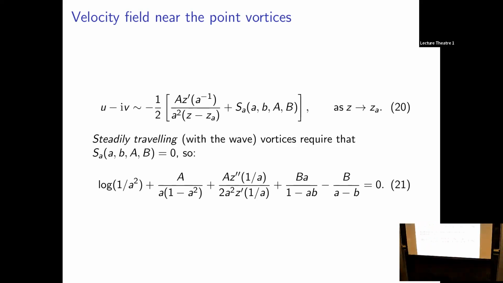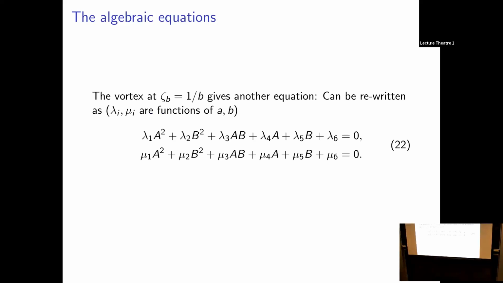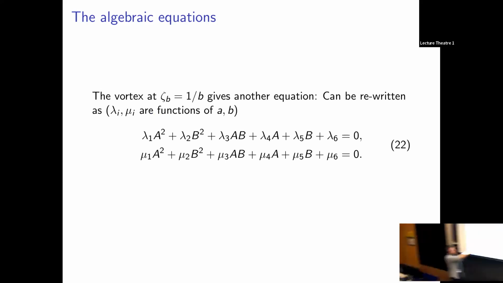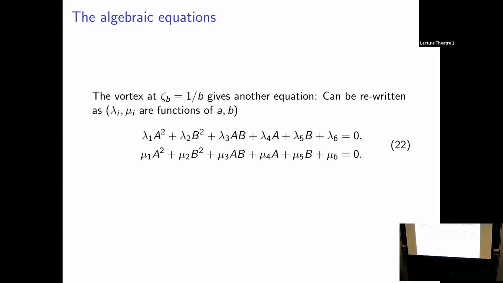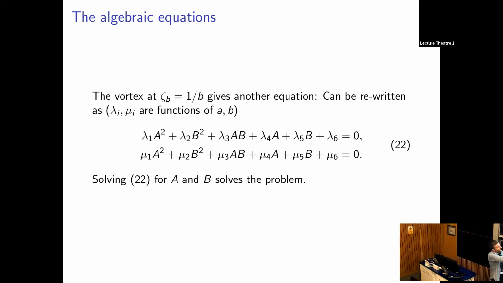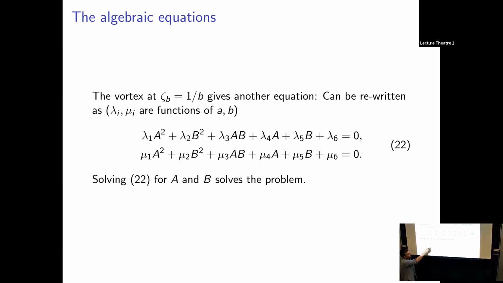We need another one. And it's not too difficult to realize that we do have another vortex. So as we go to one of the vortices, we can do similar analysis next to the other, and we end up with a pair of algebraic equations, which can eventually be written as this. And the lambdas and the mu's are horrendous functions of the lowercase a's and lowercase b's. Now, solving this for A and B then solves the problem, because we don't know what uppercase A and B are. So if we can solve these for A and B, we get what they are, and we can construct a solution to the problem.